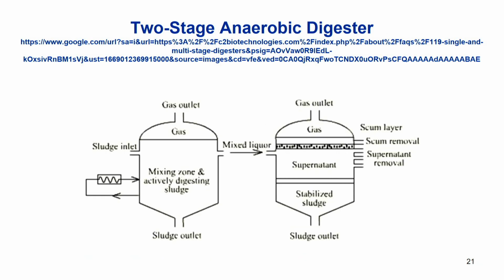In the second one it is a two stage anaerobic digester. In the first one the heater is there, and this is the mixing zone. So all the contents are mixed properly, and there is a gas outlet, and then after mixing for a short duration it is sent to the next tank. This is the second stage where we allow the various layers to form, and here the amount of gas is much less, and then the sludge is removed from there.